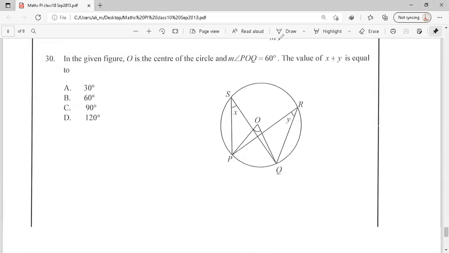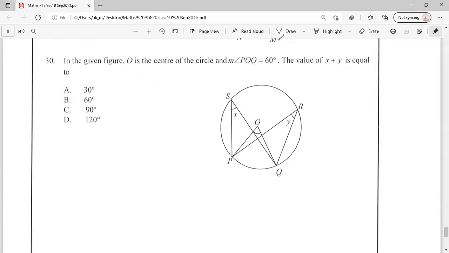Then let's move to our last question of this year, that is question number 30. In the given diagram, O is the center of the circle, and POQ is 60 degrees. POQ is the central angle, 60 degrees. We have to find the sum of angles X and Y.